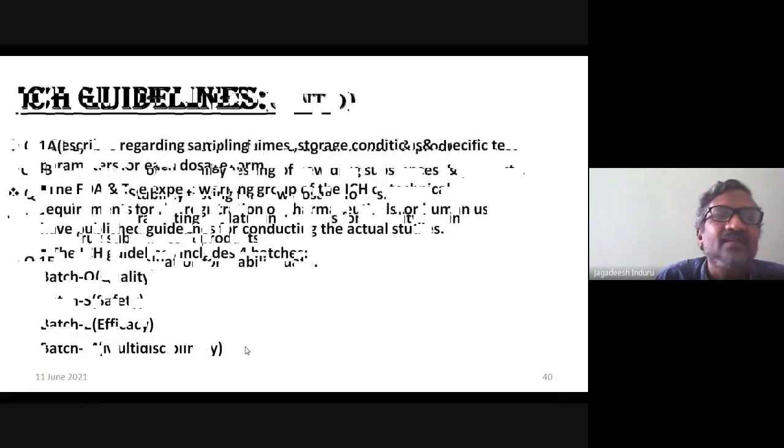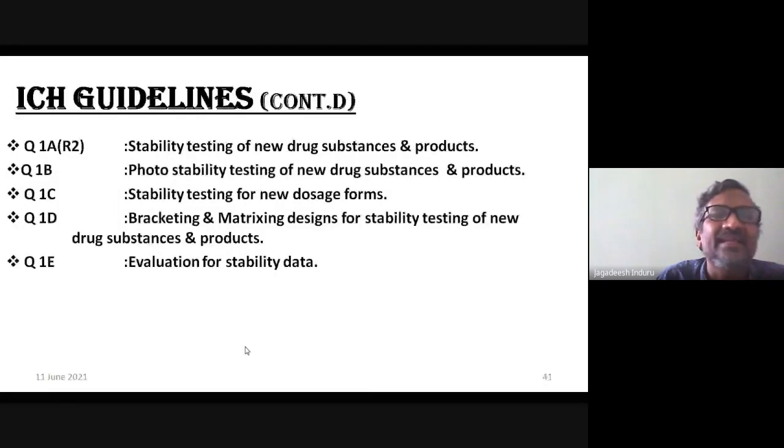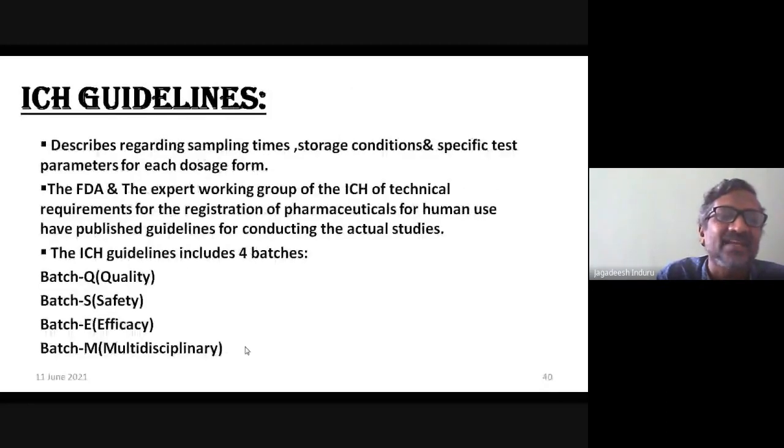In those guidelines, the quality guidelines Q1A, B, C, D, E are present. Quality guideline Q1A is in the group of Q, which appears as quality in the first group. And the entire group of S is the safety guidelines, E is efficacy, and M is the multidisciplinary guidelines.